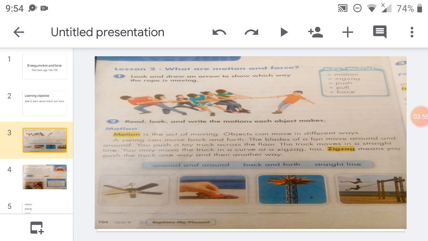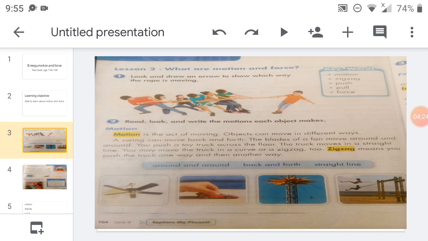Okay, on one side one member is here and on another side 6 members are there. So rope will move towards the team that is having more members. Okay. Next question. Question number 2. Read about motion and write the motions each object makes. 3 words are given in the word bank: around and around, back and forth, and straight line. And 4 pictures are given. You have to match the picture with the appropriate word.